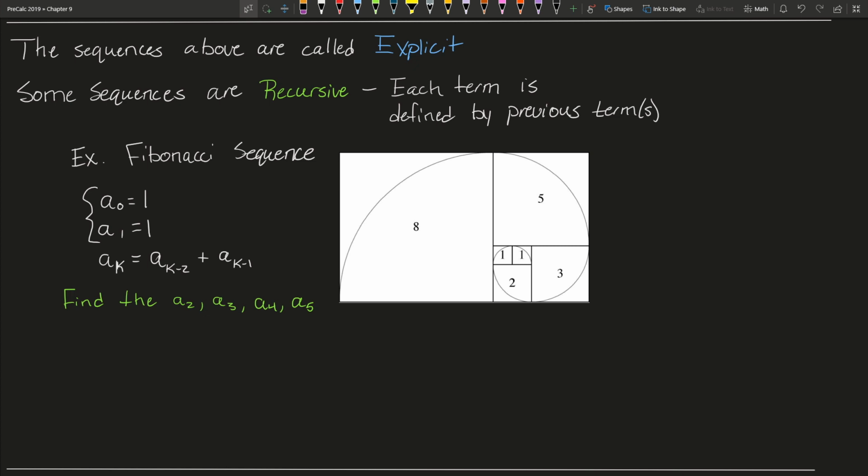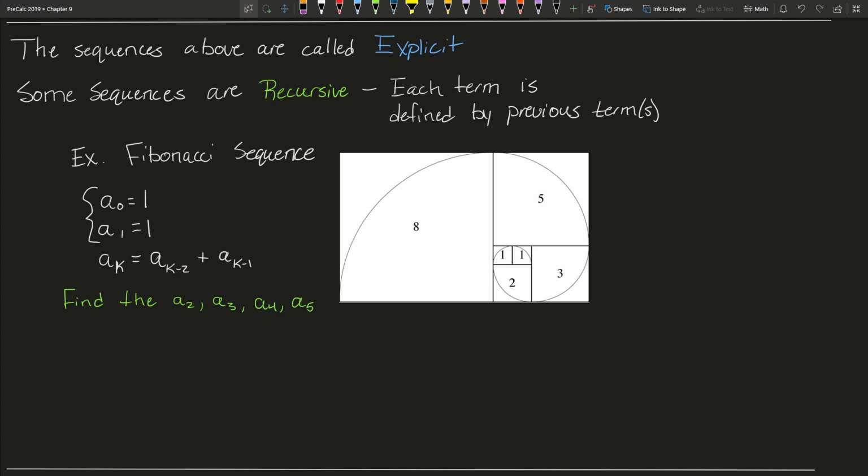So there are different kinds of sequences as well. The ones that we've been talking about are called explicit, and all that means is that each term can be found independently of the terms around it. I can find the fifth term without finding the fourth, the third, the second, and the first. We have a rule for n, for an, and we can just plug a number into n and find that term without finding any other term.